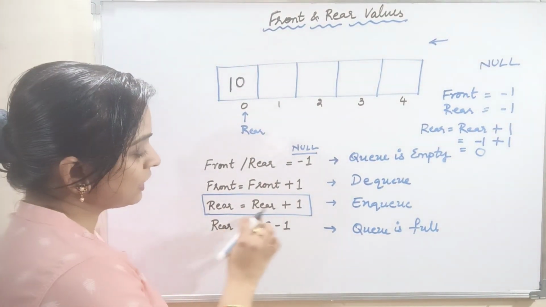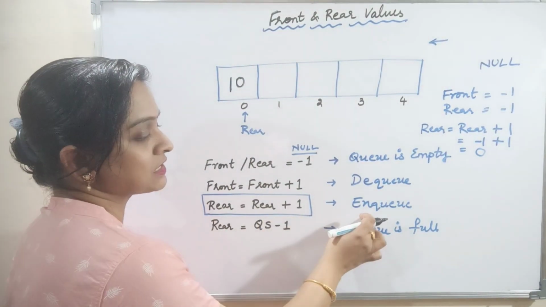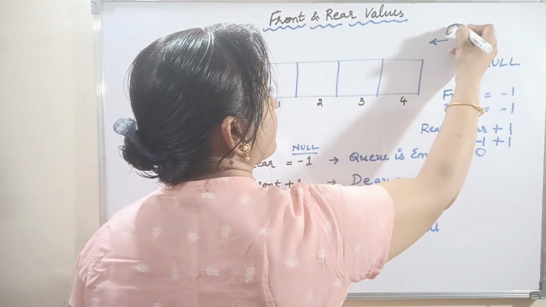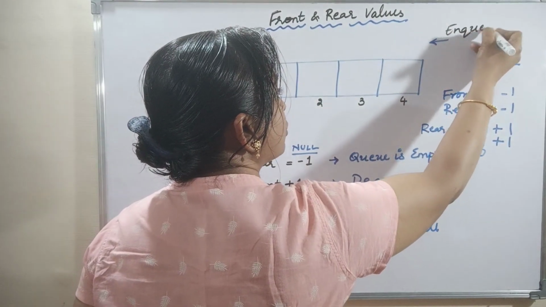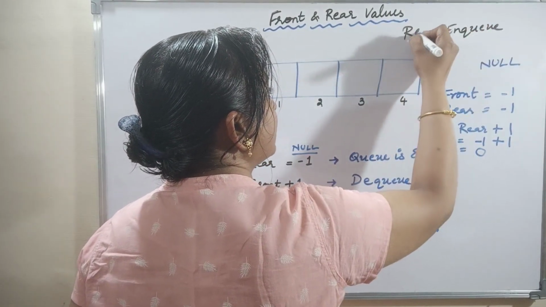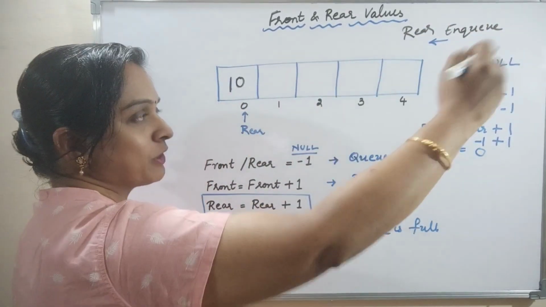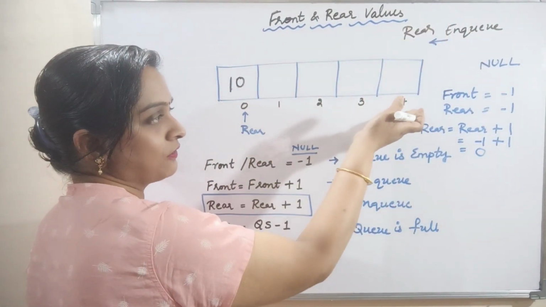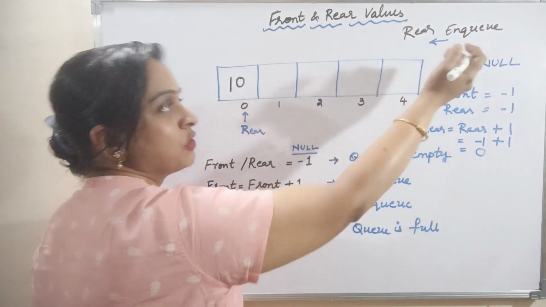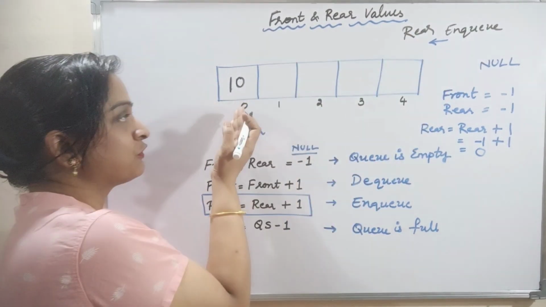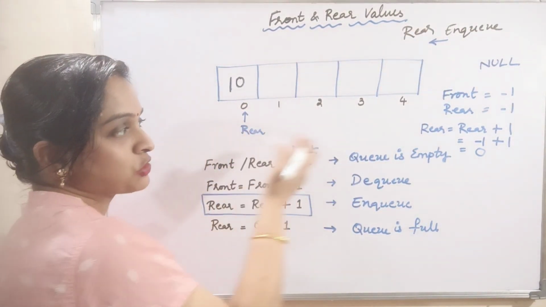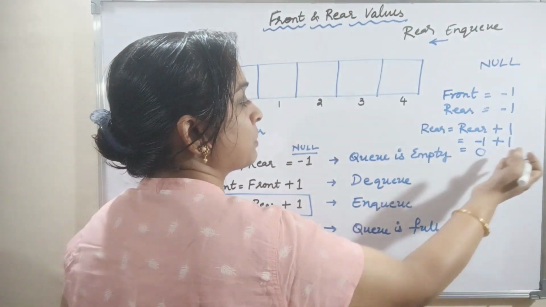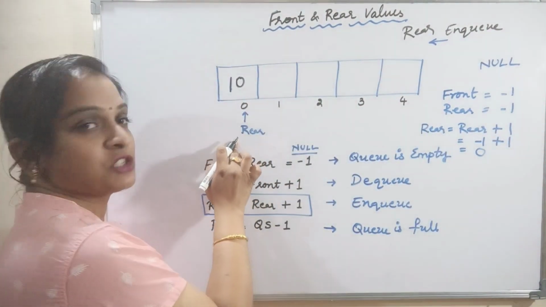So when I say rear equal to rear plus 1, it is nothing but I am performing the NQ operation from the rear edge. When you enter the queue, you don't start at the first position itself, right? You enter into the queue and you go to the first position. That is why I say rear equal to rear plus 1. So it is -1 plus 1, it is 0. I'll come to this position.